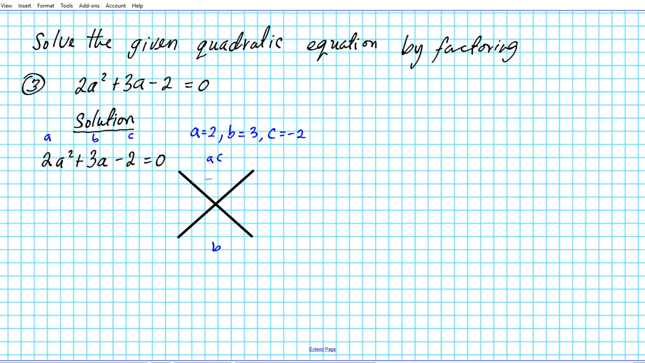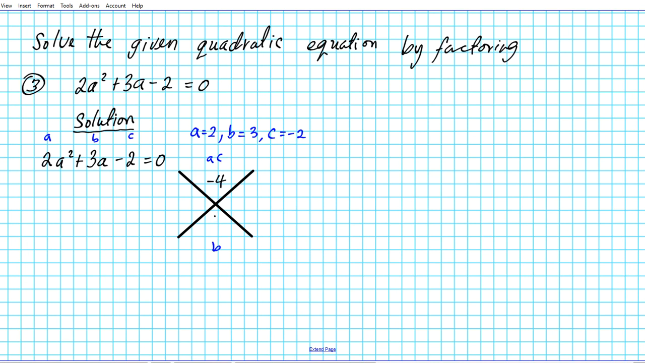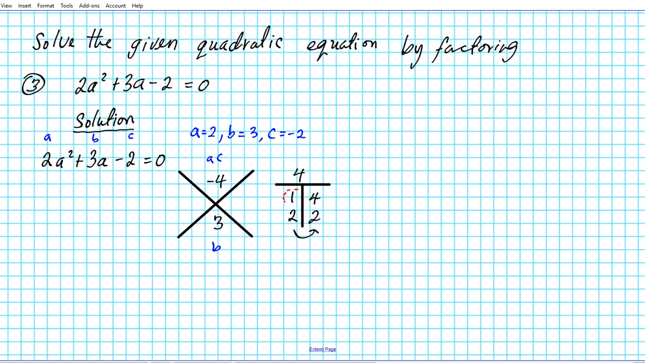Let's change the colors. So AC is negative 4 and B is 3. We need to think about 2 numbers that multiply to give us negative 4 and add to give us 3. Let's write the products of integers that yield 4 and see which pairs combine to yield 3. For 4, we have 1 times 4 is 4, and then 2 times 2 is 4. We have a complete loop. Now, which of these pairs, either by subtraction or addition, can yield 3? We can clearly see that the first combination, 1 and 4, is what we need.